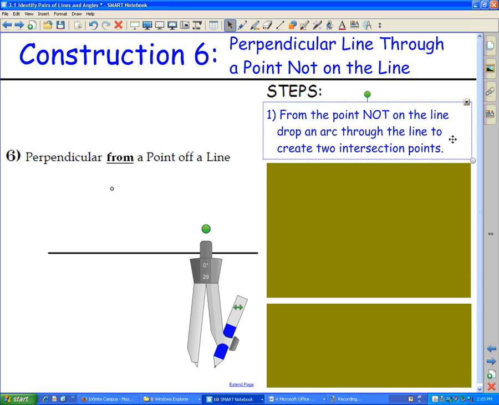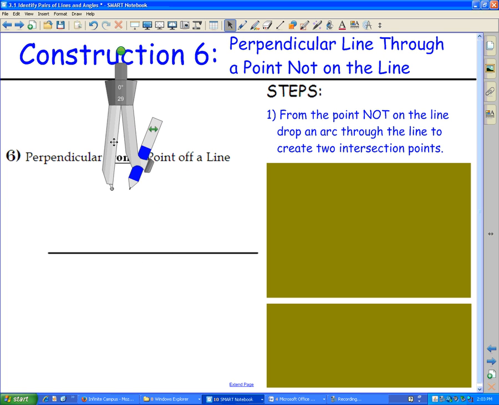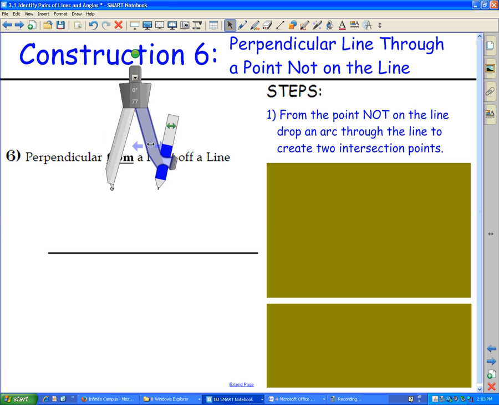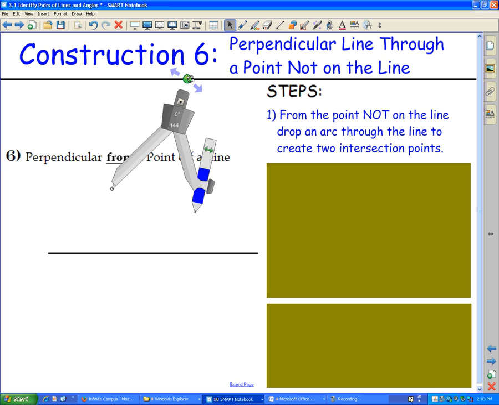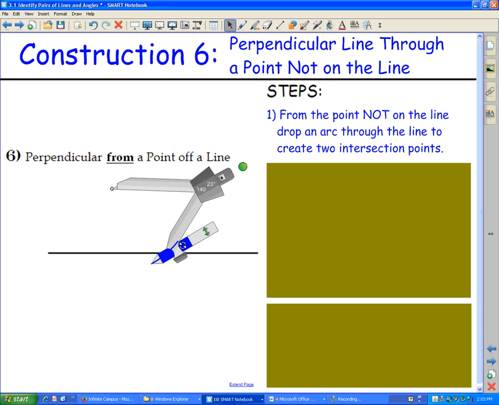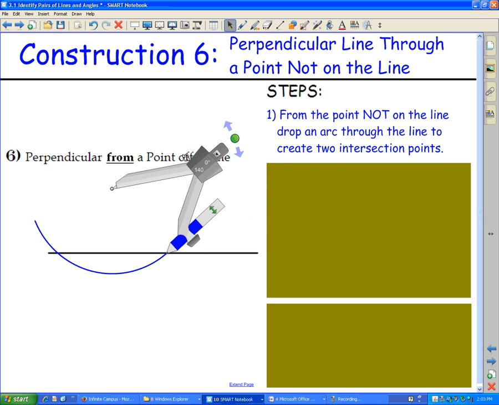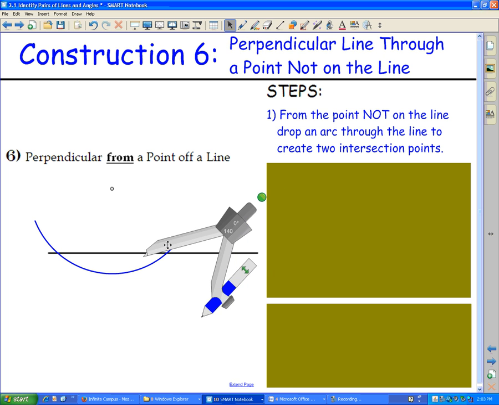Or if the line's not below, you could say arc over or arc up or whatever. But we're going to arc through the line, so we need a wide enough distance to reach down, and we're going to make sure that we don't just hit it once. We're going to make sure that we intersect it at two different spots. And so there is our arc that created two intersection points, and that's what it wanted us to do. Now we're ready for step 2.